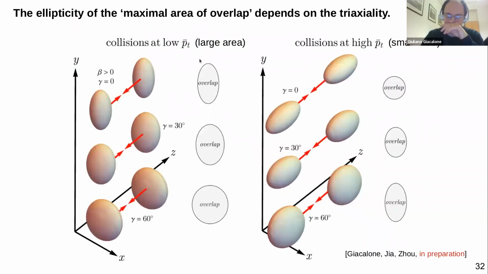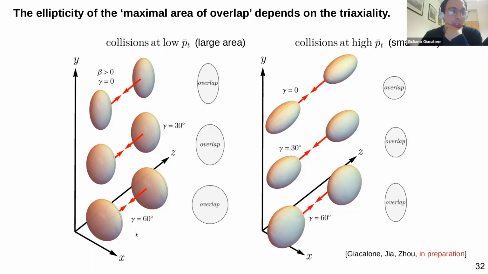There is one step further that one can do, again, by putting into the picture this parameter gamma, which tells you whether the nuclei are prolate or oblate. And the idea is really easy. If you want to create a system with a large area, which would be a small min pt, then for prolate ions, which would be gamma equals 0, you need a collision like this. This is a large area of overlap, but it's also elliptical. You see, it's an elliptical area of overlap.